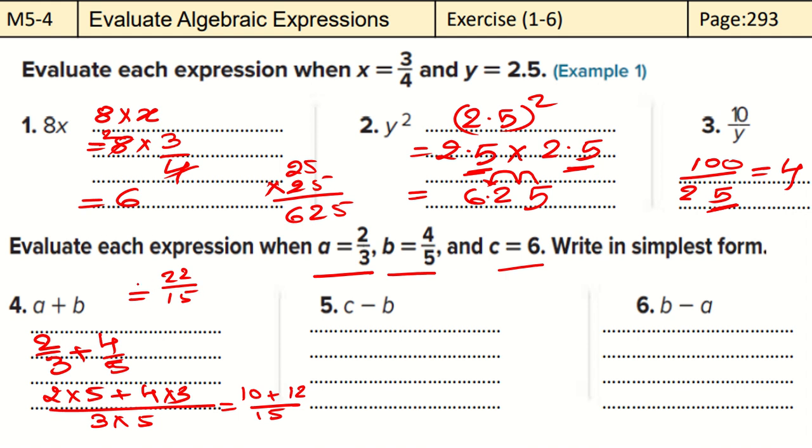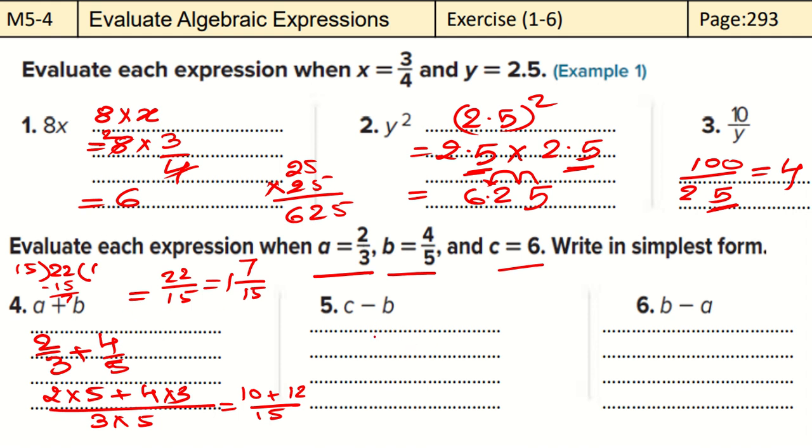Now you can see the numerator is bigger than the denominator. So what is the name of this type of fraction? Improper fraction. Okay. So you will divide it to write the answer in the mixed fraction form. So 15 times 1, 15, minus it, will become 7. So what answer are you getting here? 1 and 7 over 15.